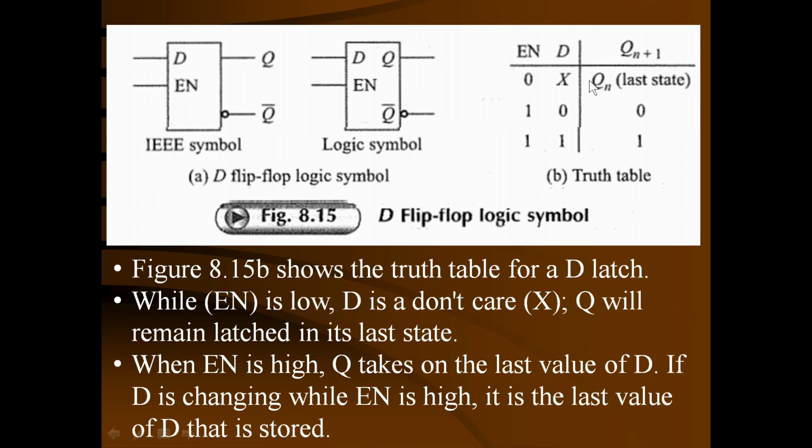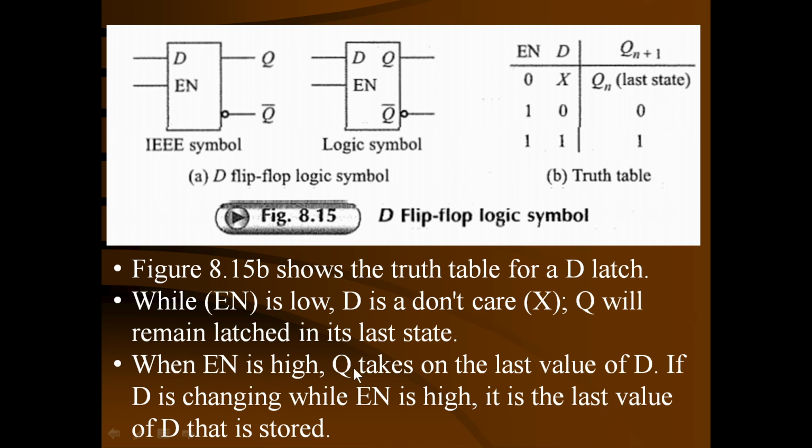That means if the D input is 0, the output Q(n+1) is going to be 0 because the enable input is high. It will respond to the input. And when the D input is 1, the output is going to be 1. So this way it is responding to these inputs. Figure 8.15b shows the truth table for a D latch.